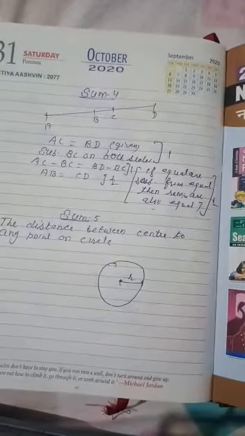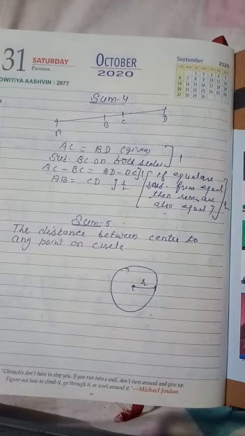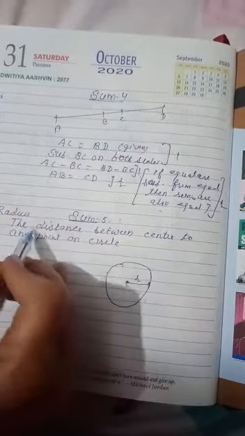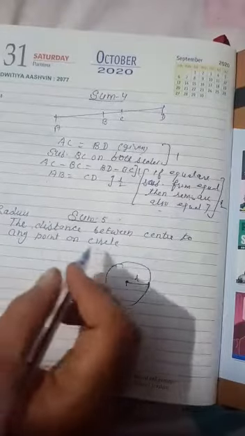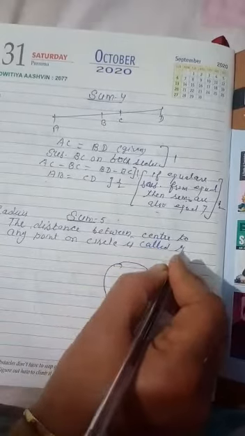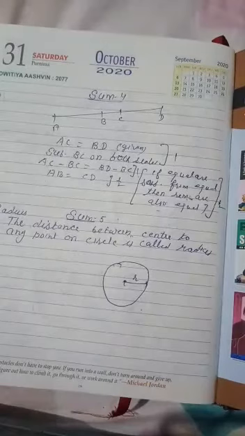Now question 5th. What is question 5th? Define radius. You have to write the definition of radius. So what is the radius? It is the distance between the center and any point on the circle. Either mention radius, whichever definition you are going to write, or at the end you can write, the distance between the center and any point on the circle is called radius. If you write the complete definition correctly, then give 1 mark.